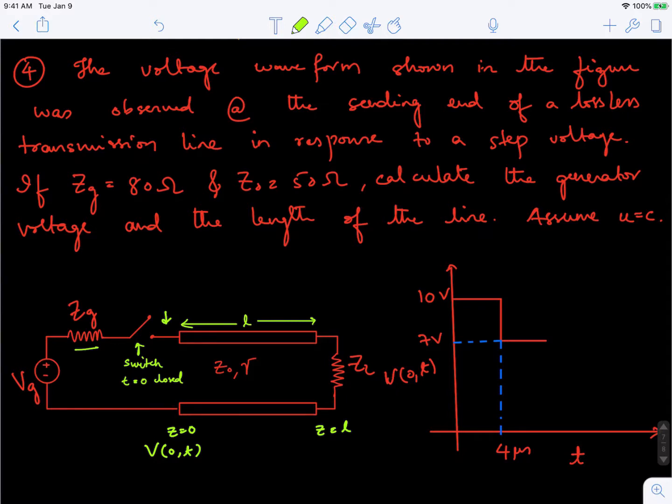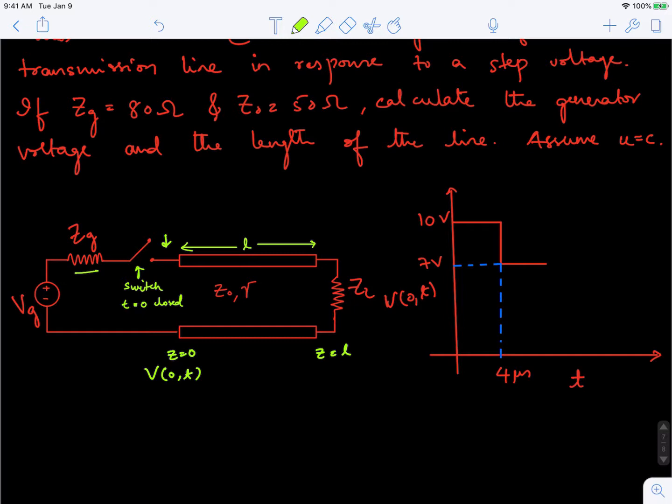Problem 4 states that the voltage waveform shown in the figure was observed at the sending end of the lossless transmission line in response to a step voltage. If Zg is equal to 80 ohms and Z0 is equal to 50 ohms, calculate the generator voltage and the length of the line. Assume u is equal to c.